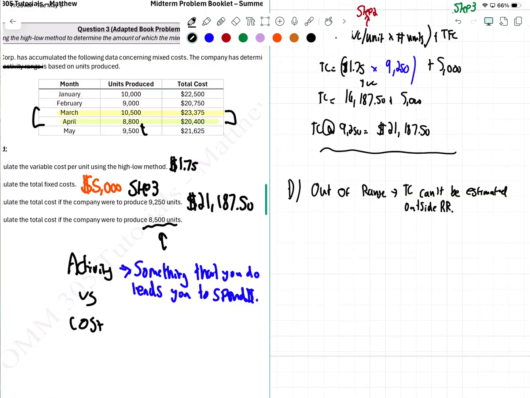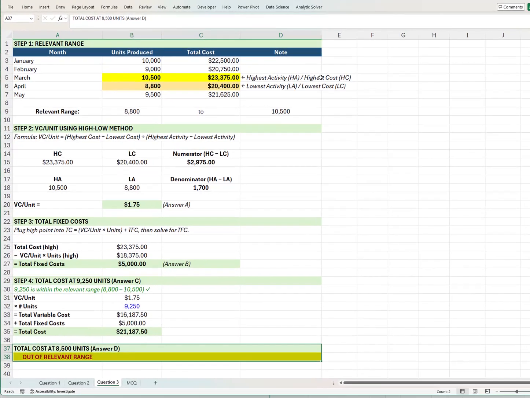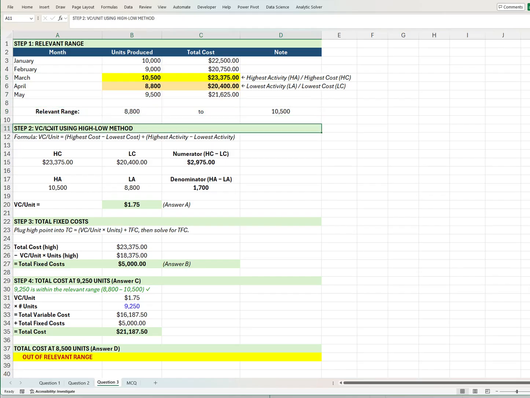Now, guys, very quickly, I'm going to show you my Excel. I always like to show the Excel at the end, even though the exam is obviously not on Excel. I like to show it anyways because my handwriting is really bad, and you get a final clean answer of everything all in one spot. So, in step 1, we identify the relevant range. We did that. No problem. Step 2, we solve for the VC per unit with the high-low method.